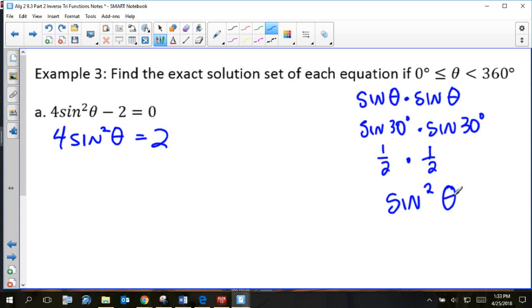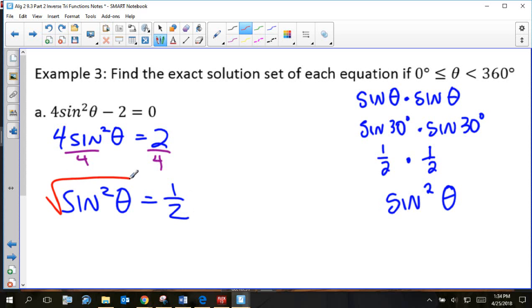What do I do next? Divide by 4. Okay? Now we have to get rid of the square. How do you get rid of square? Square root. But it doesn't affect theta. It just affects the sine. When I square root, what else do I do? Plus minus. Good job.